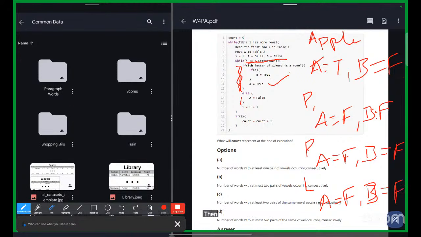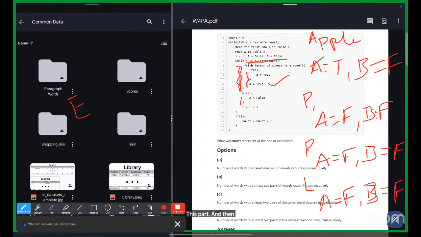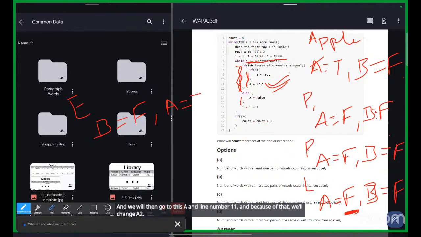Then we have E. For E, we will check in line number 7 whether the letter is a vowel or not, which will evaluate to true, and we will move inside this part. And then we will check whether A is true or not, but A is false from here, right? Since A is false, B will remain false, and we will then go to this A in line number 11, and because of that, we'll change A to true, right?